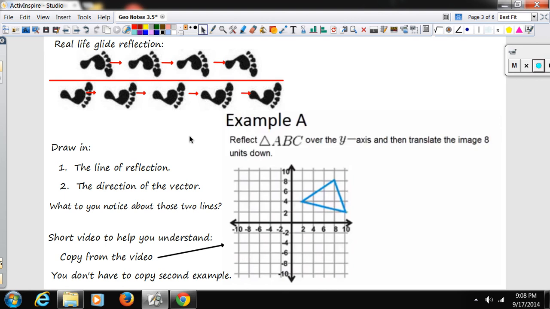I notice that the vectors are going the exact same direction as the line. And if they're parallel, and you're gliding and reflecting over a parallel line, it has to be a glide reflection. So that would be glide reflection. It's a real life example.